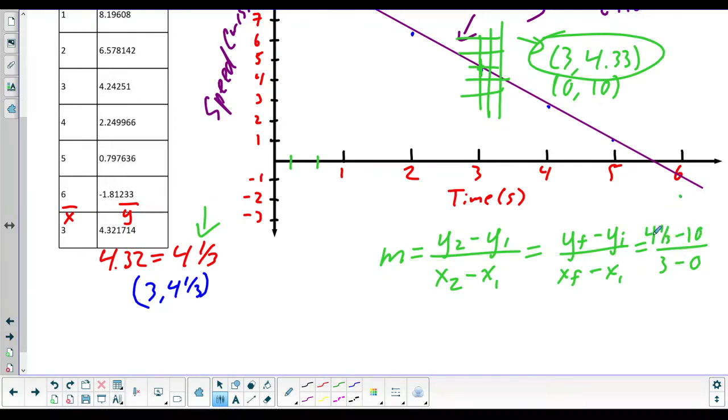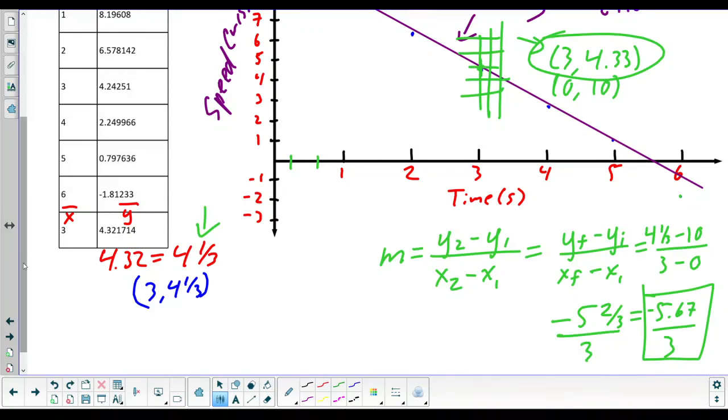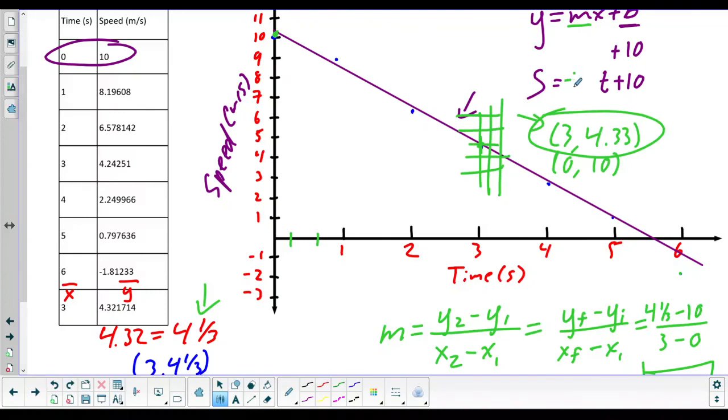We do our subtraction. 4 1/3 minus 10 is negative 5 2/3, or negative 5.67, over 3 minus 0 is 3. And then we could just throw this thing in our calculator. So we'll grab our calculator and we will type in 5.67 divided by 3. We'll get a decimal to about 2 decimal places, and we'll get negative 1.89. So there's our slope. We're losing about 1.89 meters per second every second.